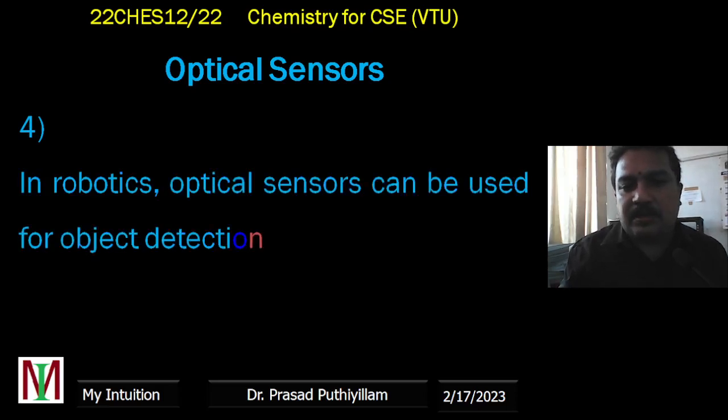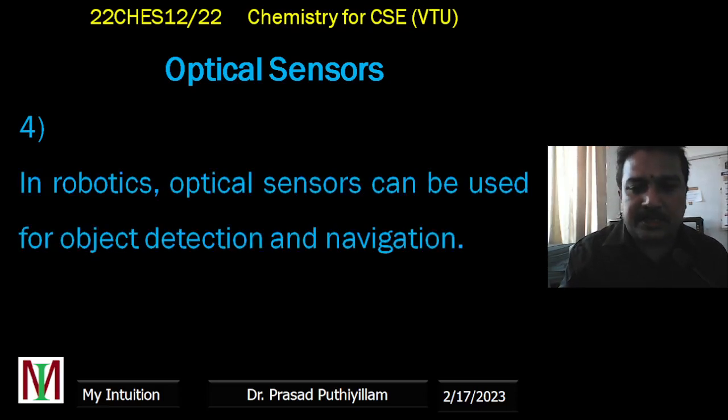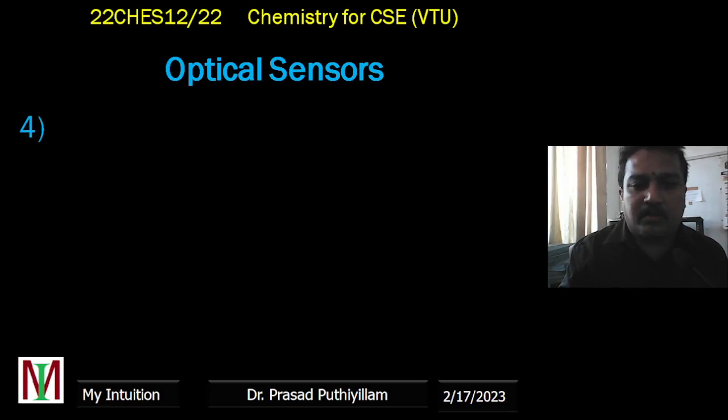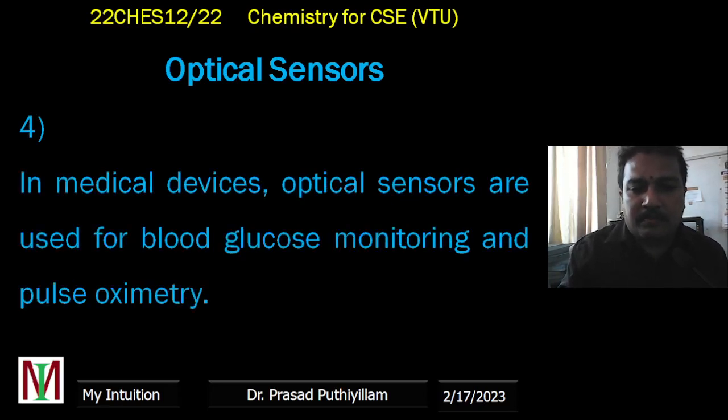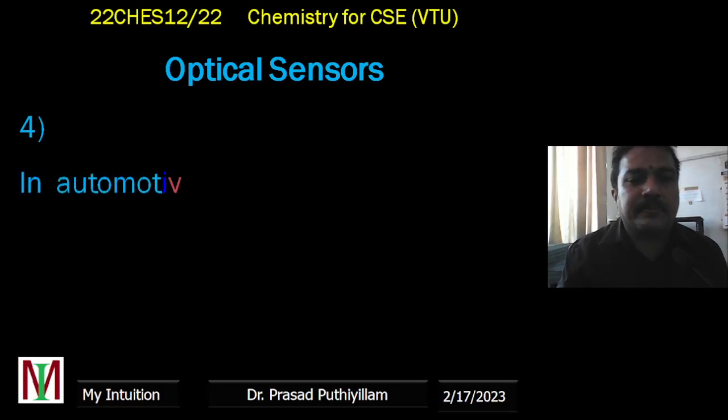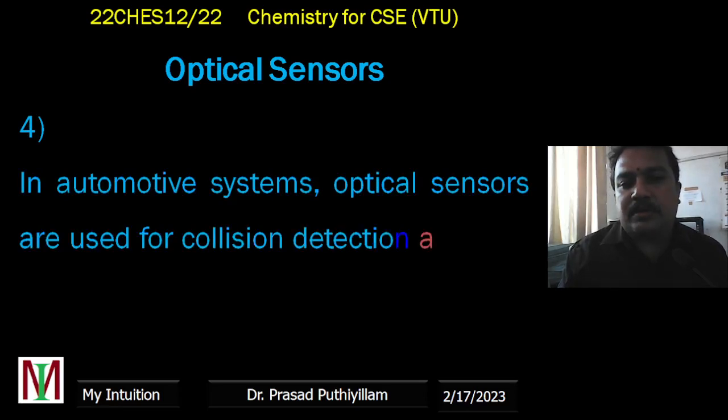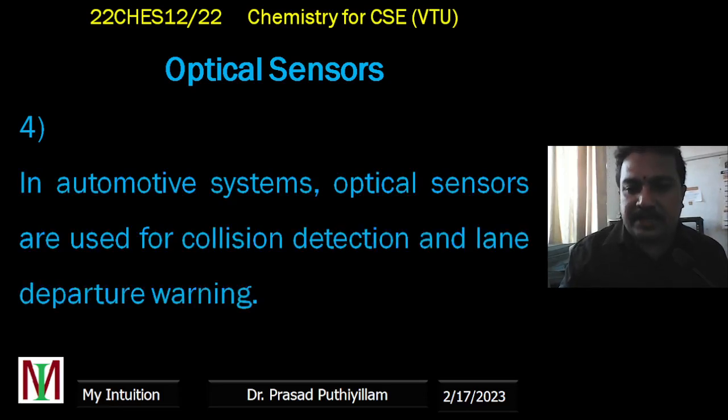In robotics, the optical sensors can be used for object detection and the navigation of the robot. In medical devices, optical sensors are used for blood glucose monitoring and pulse oximetry applications. In automotive systems, the optical sensors are used for collision detection and lane departure warning.